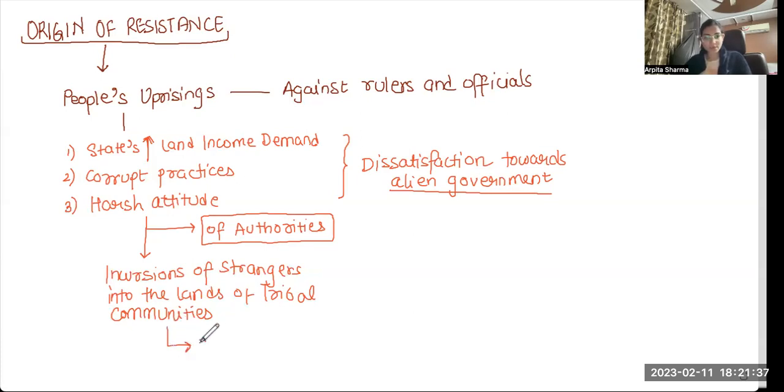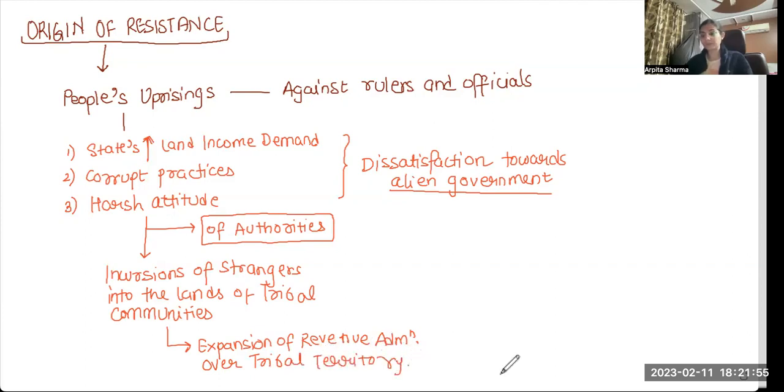ठीक है? Next यहाँ पर point लिखो आप. Expansion of revenue administration over the tribal territory. Okay? So the tribal people over here, underline the tribal people, write it down. They were facing loss of control over the agricultural and forest areas.